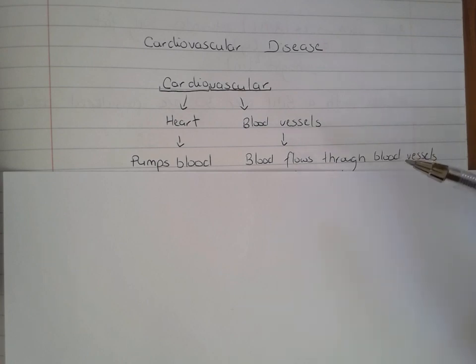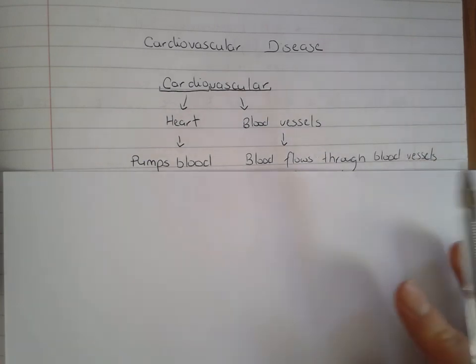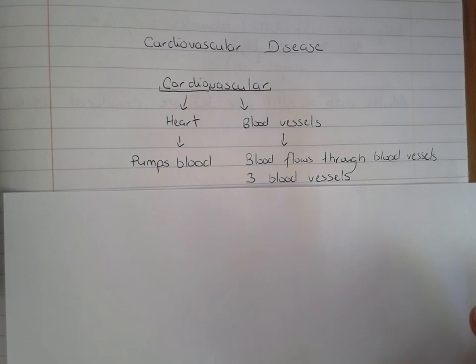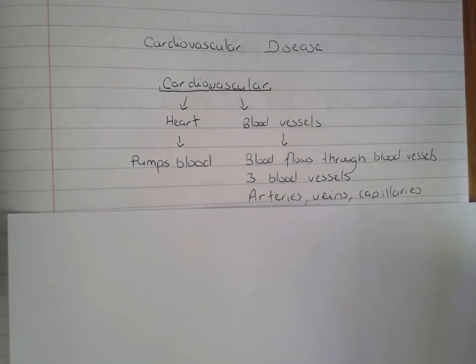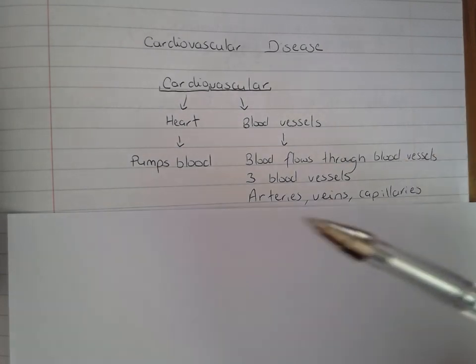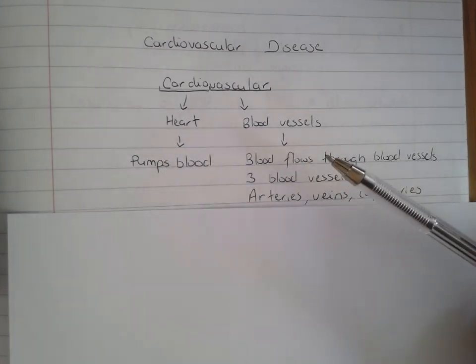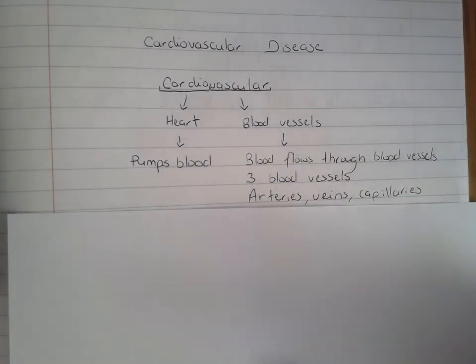And when we're looking at blood vessels, there are 3 different types of blood vessels, okay? And you would have learned this in year 8. But your 3 different types of blood vessels are arteries, veins, and capillaries. I'm not going to go through the difference between them right now. But just know there's 3 different types of blood vessels, but they all serve ultimately the same purpose. Blood is going to flow through your blood vessels, okay? So if we look at the function of the heart and the function of the blood vessels, they're both involved with transporting blood around your body.